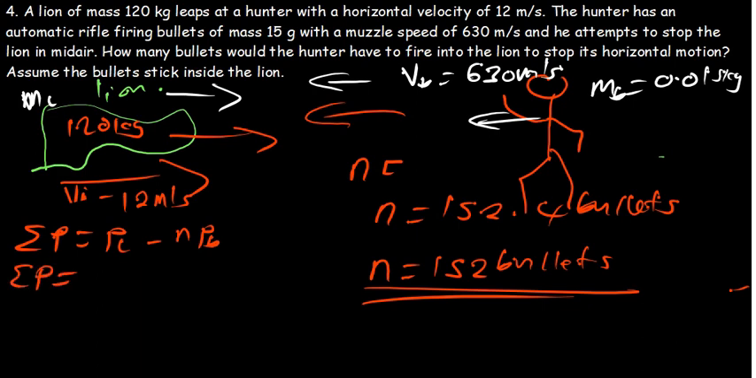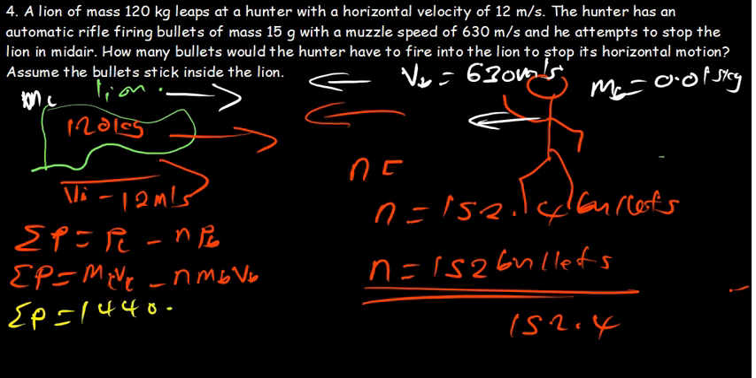Let's see. This is the mass of the lion times the velocity of the lion, minus n times the mass of the bullet times the velocity of the bullet. If we plug in there, we have to get 0. Now we have found that the number of bullets is supposed to be 152.4, but we have just rounded off. The momentum of the lion we found to be 1440, minus now the n is 152.4, and then we found this to be 9.45.